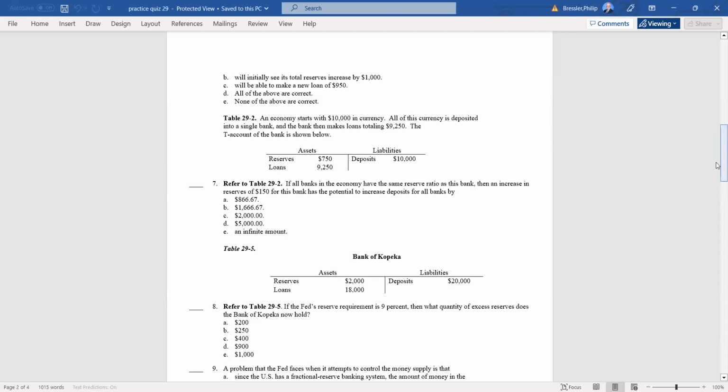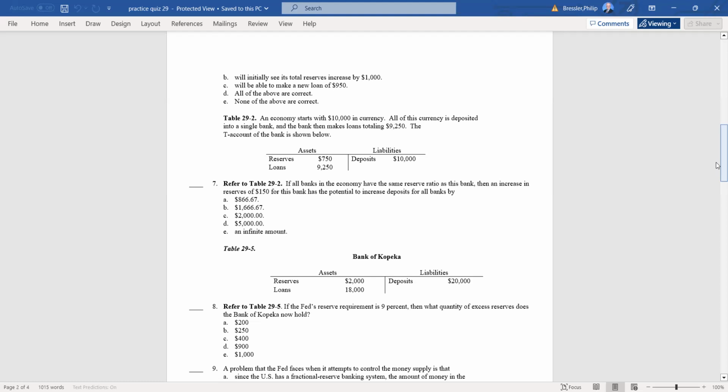If all the banks in the economy have the same reserve ratio as this bank, then an increase in the reserves of 150 for this bank has the potential to increase deposits by how much? First, I want to find the reserve ratio. So what I would do there is 750 divided by 10,000. Of course, you put reserves over deposits. And that's going to equal 0.075.